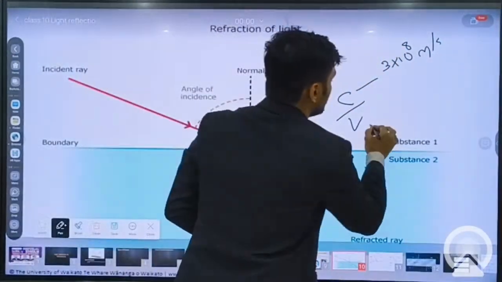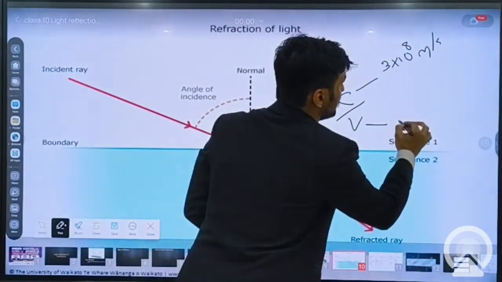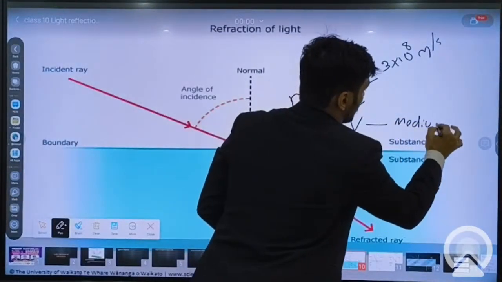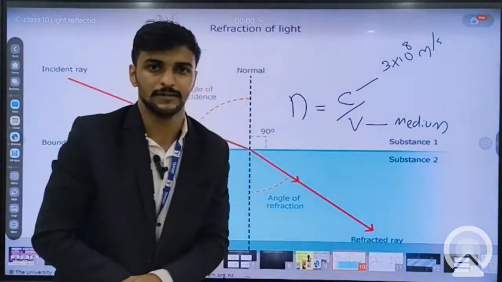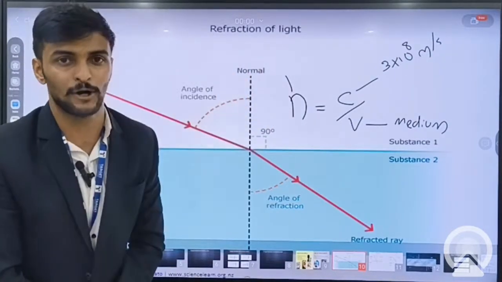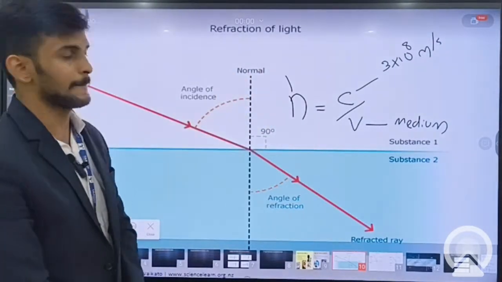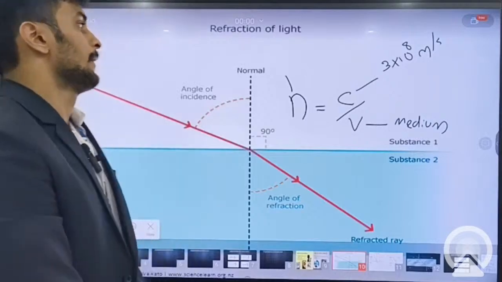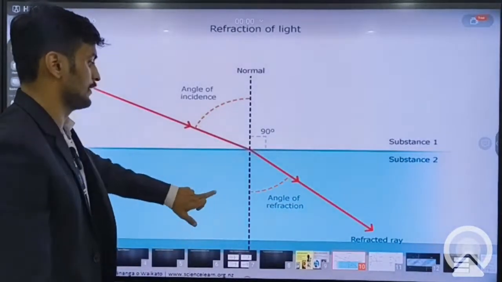Then V is speed of light through any medium. The medium will be given in the question. And N is refractive index. This equation is very important. Clear? Okay, moving to the next.